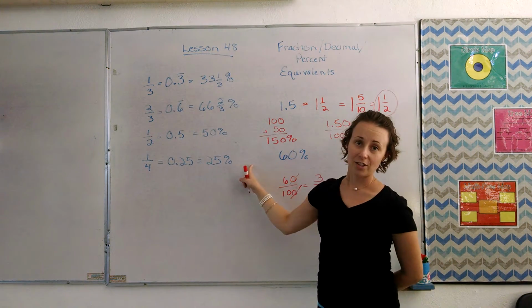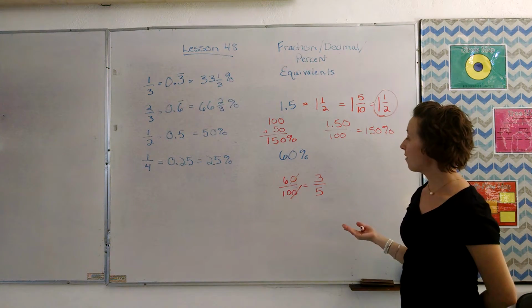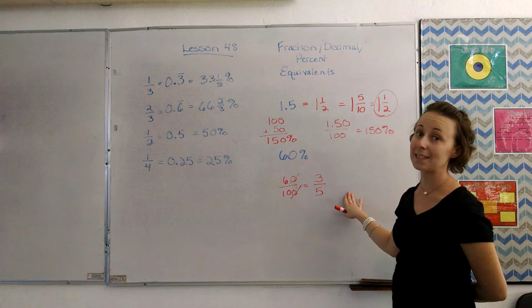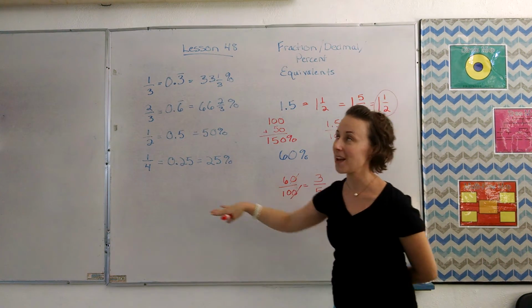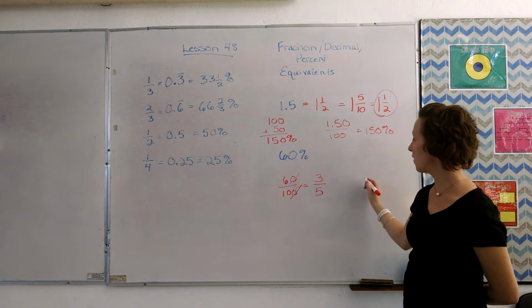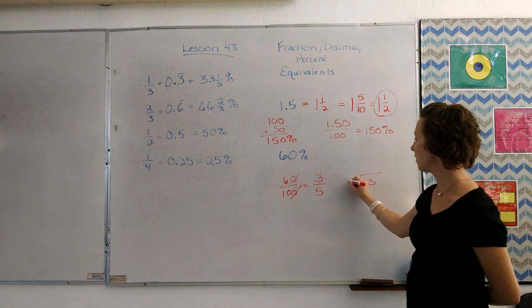Now I can change it into a decimal. It's not one of the fractions I was supposed to memorize, so I'm going to have to figure it out. One way to do it would be to take 3 and divide by 5. 3 divided by 5.